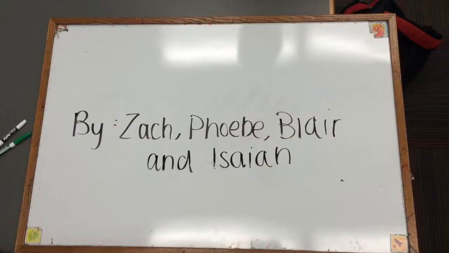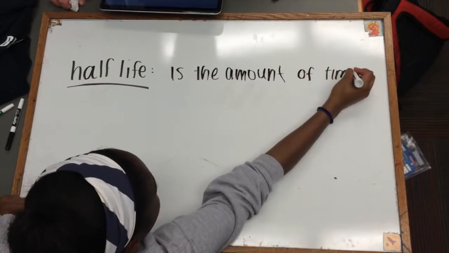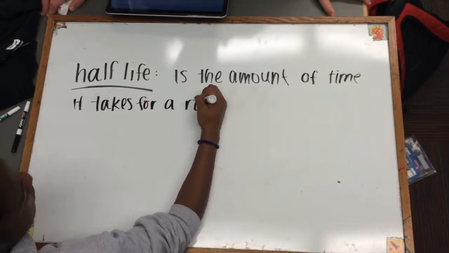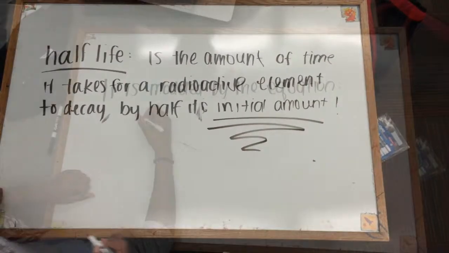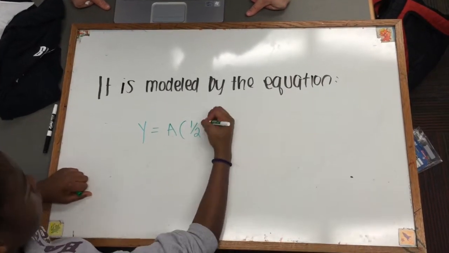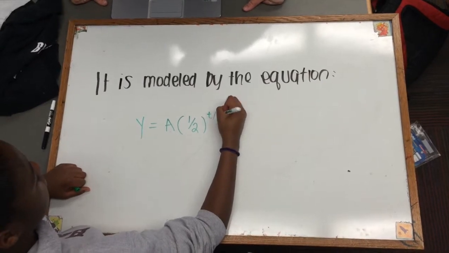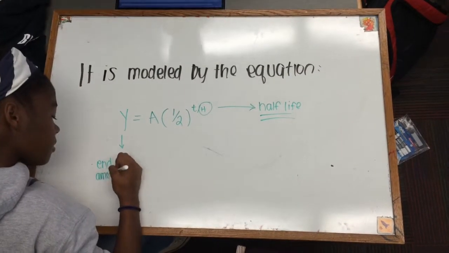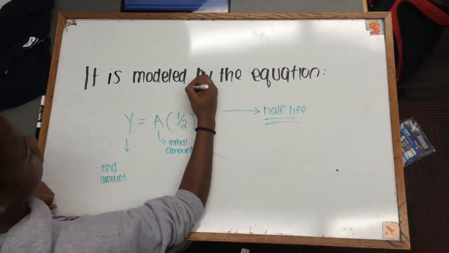Hello! In this video, we are going to show how exponential graphs relate to science in radioactive decay, also known as half-life. Half-life is the amount of time it takes for a radioactive element to decay by half its initial amount. The equation of half-life is y equals a times 1/2 to the power of t divided by h. Y is end mass, a is initial mass, t is time passed, h is half-life.